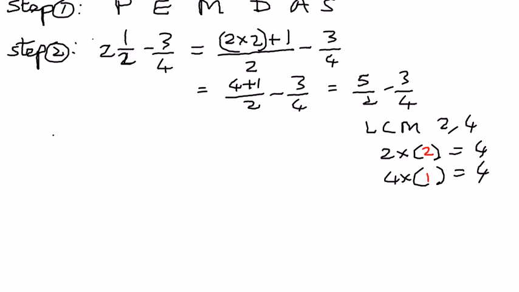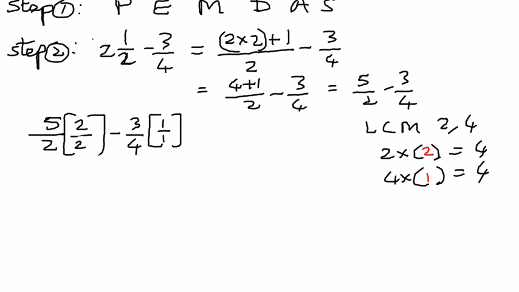So in the fraction 5 over 2, we multiply and divide by 2, like that. Let me write this 2 a little more cleaner. Divide by 2. And then the second fraction, 3 over 4, we're going to multiply and divide by 1. So when we multiply the numerators and multiply the denominators, this is what comes out. 5 times 2 is 10, 2 times 2 is 4, minus 3 times 1 is 3, and 4 times 1 is 4. So the common denominator now is 4.